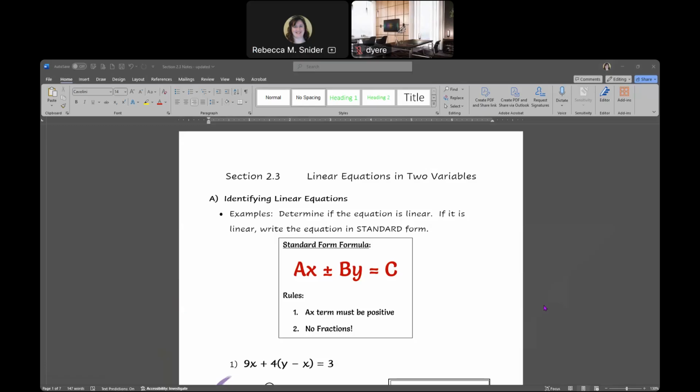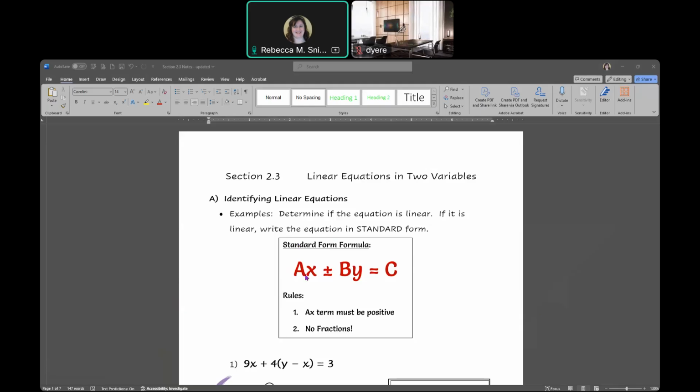All right, we are going to be looking at 2.3. It's a very short section. It gets us prepped for being able to look specifically at equations of lines and graphing. So we start with the basics of what we're doing. Here we're going to start with being able to simply determine if an equation is linear or not. And we're going to use a new form of equation called standard form.